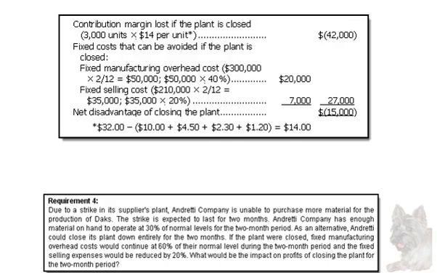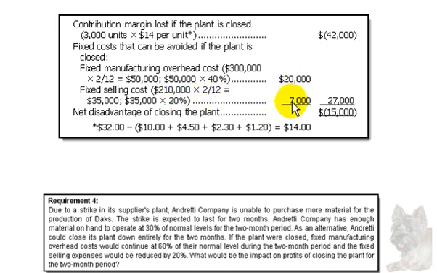Okay, now here's the same answer calculated in a more direct way where we're only focusing on the incremental cost. So the incremental contribution margin that would be lost if the plant is closed was $42,000, right? And the fixed cost that can be avoided would be the $300,000 times the 2/12 times 40%. $20,000 would be avoided, and that was fixed manufacturing cost. Now the fixed selling cost, 20% would be avoided, right? We were going to incur 80%, so 20% would be avoided.